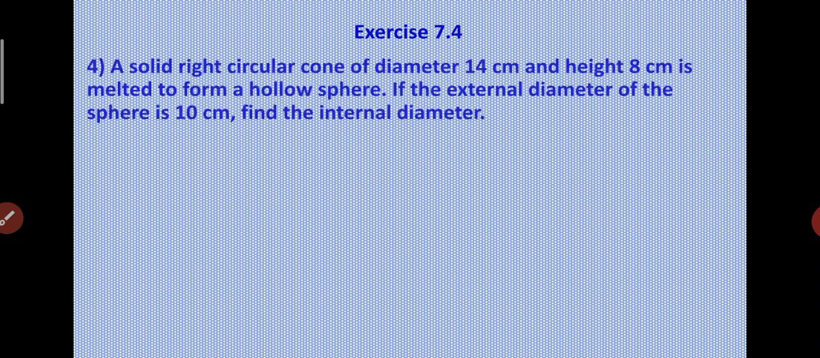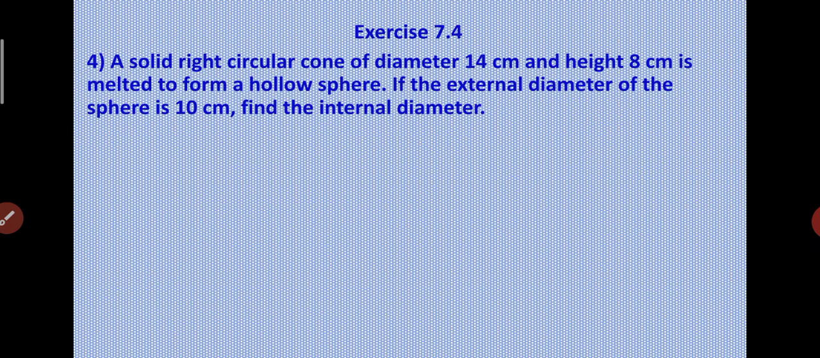Exercise 7.4, fourth question. A solid right circular cone of diameter 14 cm and height 8 cm is melted to form a hollow sphere. If the external diameter of the sphere is 10 cm, find the internal diameter.